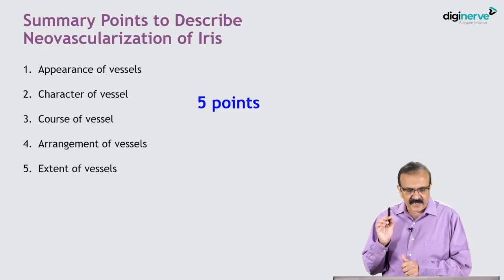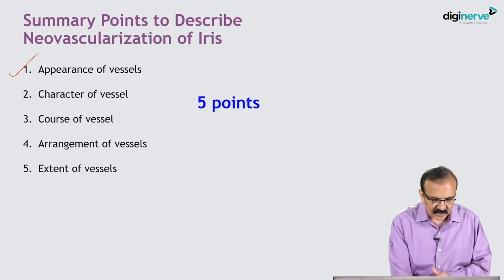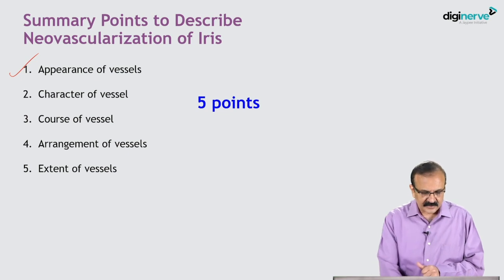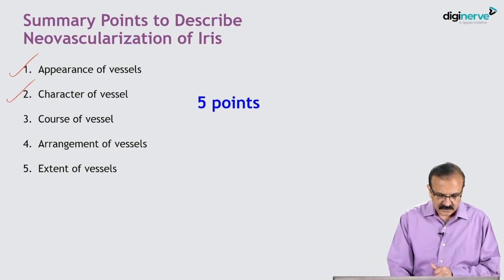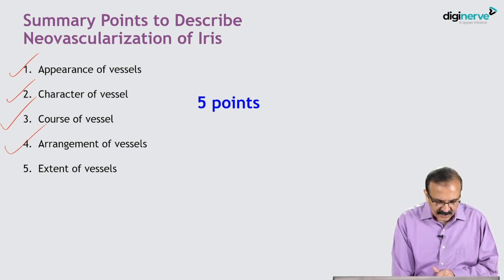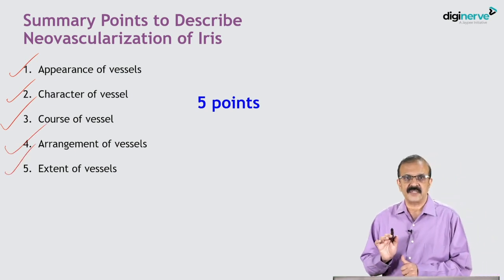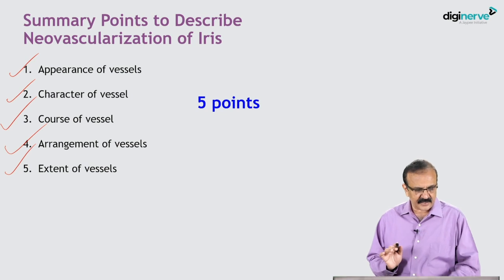And this is the way you actually present an NVI. So for NVI, you would talk about the appearance of the vessel, the character of the vessel, the course of the vessel, the arrangement of the vessel, and the extent of the vessel. Very, very, very important.